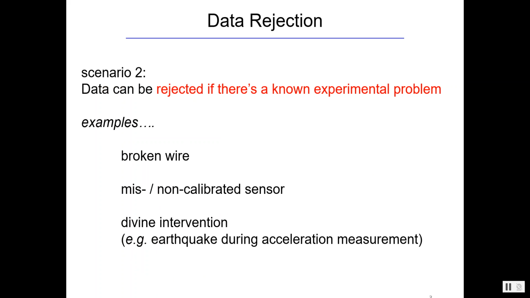Scenario 2 would be that the data can be rejected if there's a known experimental problem. So say you have a broken wire, you may have experienced that in lab, you move the wire around a little bit and there's a spike of noise. You might want to just throw that data out and replace that wire. Or say you didn't calibrate your sensor, or say there was an earthquake during an acceleration measurement. Those would all be reasons why you would decide to throw out data.